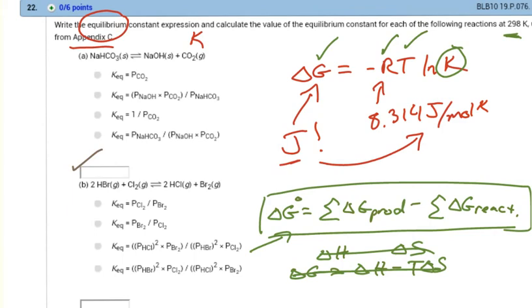And the only other thing we've got to do is choose the correct equilibrium expression. And my hint there is, remember, it's products over reactants. In this case, you're not going to have any reactants. And I want you to ask yourself why that is.